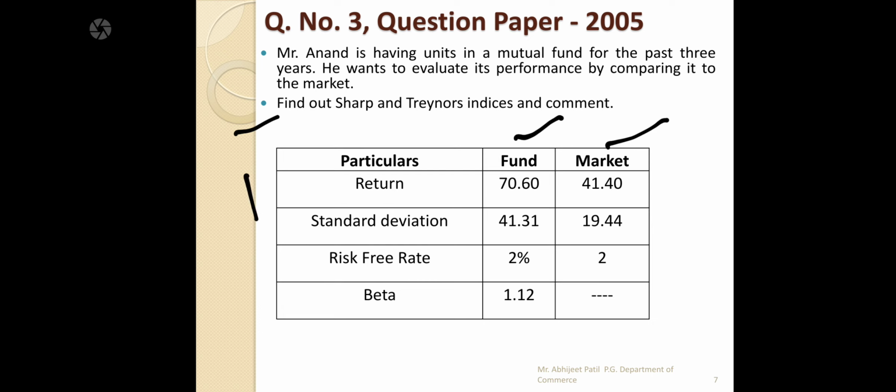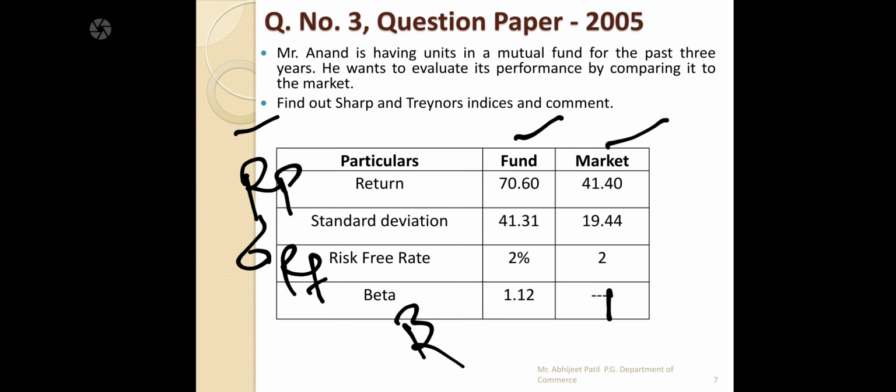Return is nothing but your portfolio return, that is RP. This is your standard deviation. Then the risk-free rate means RF, and this is your beta value. Okay, so the market beta value is not given. So whenever the market beta is not given, you can assume that it's 1. In the problem, if it is not mentioned, we can assume that it's 1.